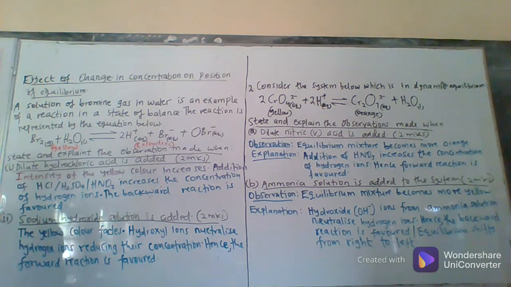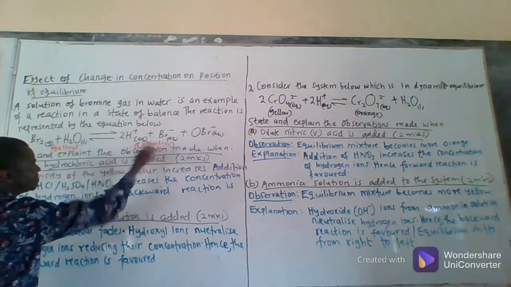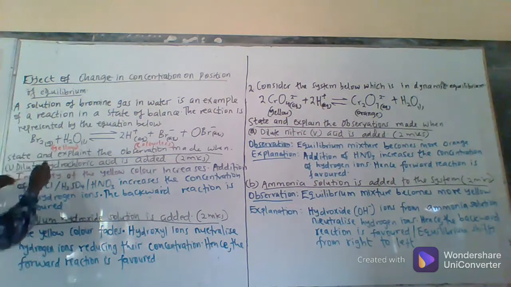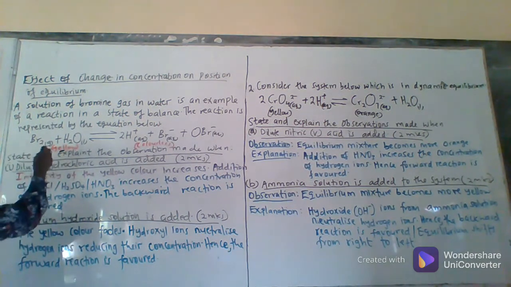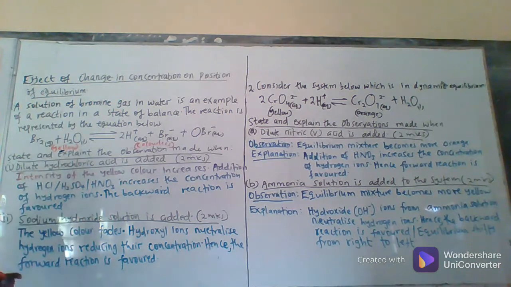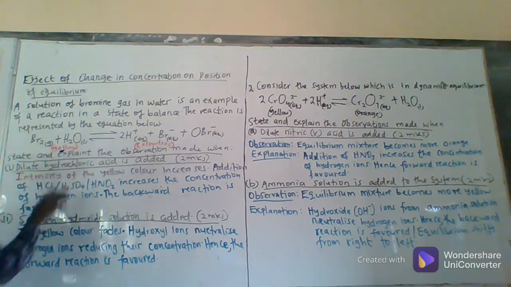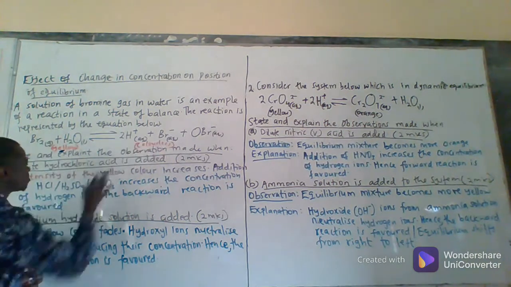Now, look at this equation. This equation has bromine gas reacting with water to form hydrogen ions, bromide ions and OBr. And when you look at it, the bromine in water is yellow. But now the same bromine, after the mixture of bromine and water, gives a yellow solution and a colorless solution.